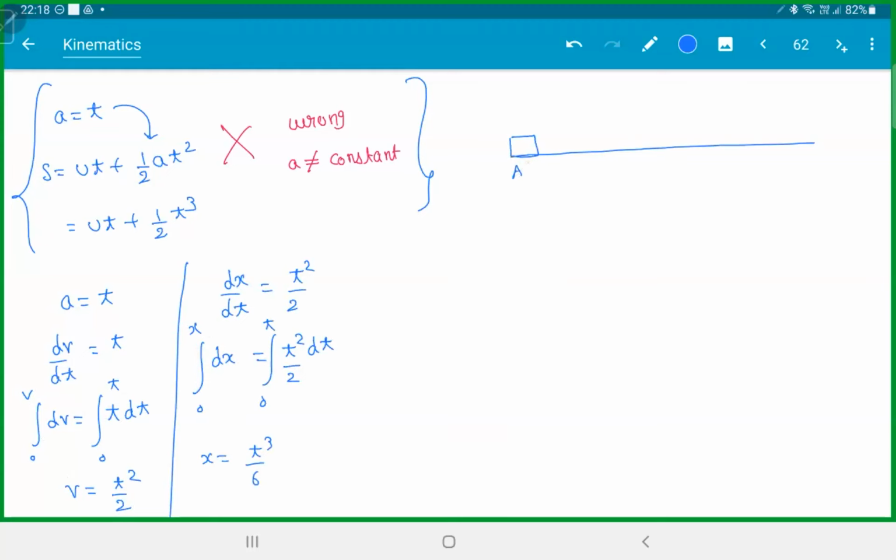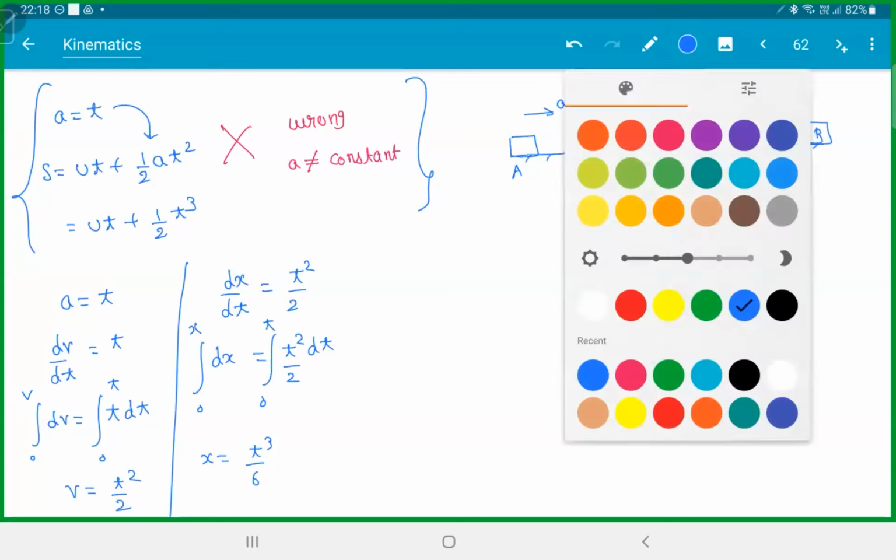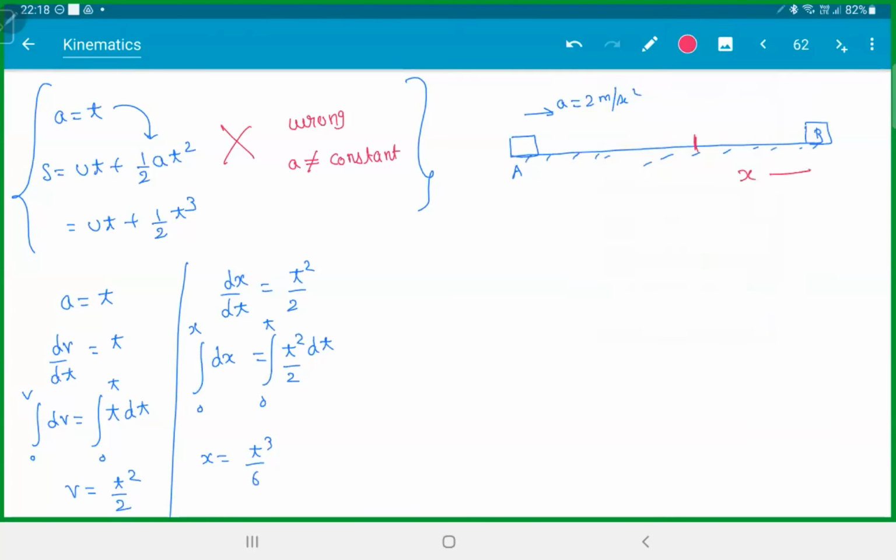So our vehicle A is coming from here with a equal to 2 meters per second square, and this guy B is traveling from here. Let them collide somewhere here. The distance x means how much should A travel? 1000 minus x. So for A, if I write the equation, A's acceleration is constant, so s is equal to ut plus half at square. s is 1000 minus x, u is 0, acceleration is 2, so t square. This is equation 1.